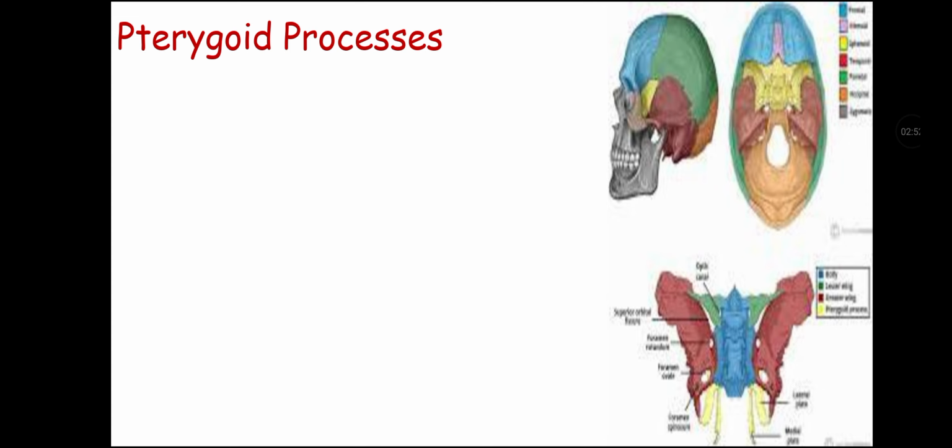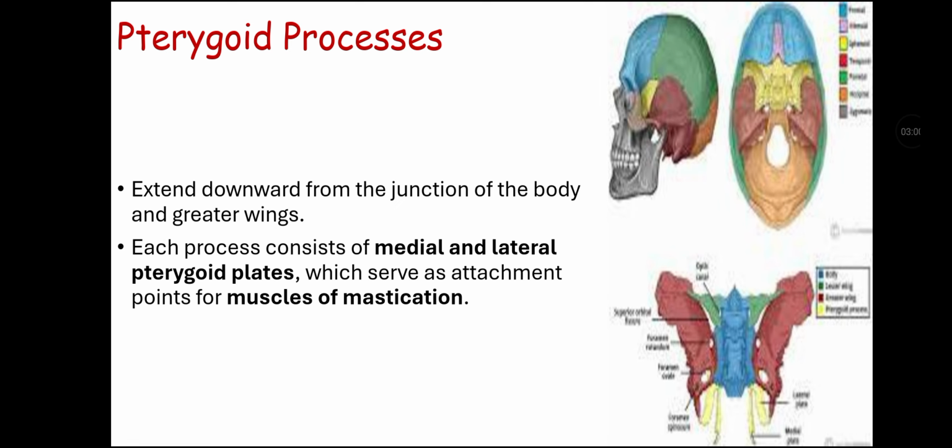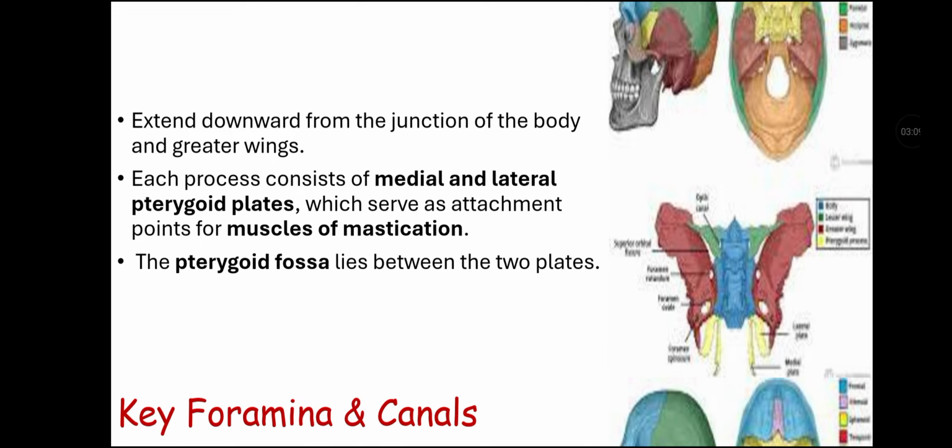Next are the pterygoid processes. As you can see here in the diagram, the yellow colored area is the pterygoid processes. They extend downward from the junction of the body and greater wing. Each process consists of a medial and lateral pterygoid plate, which serve as attachment points for the muscles of mastication. The pterygoid fossa lies between the two plates.